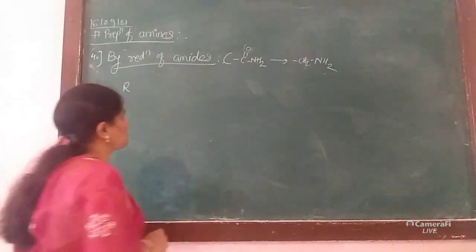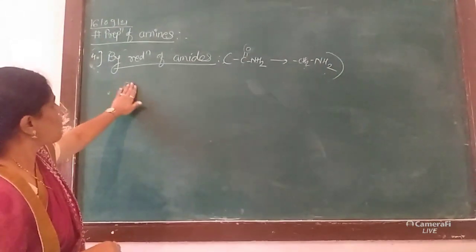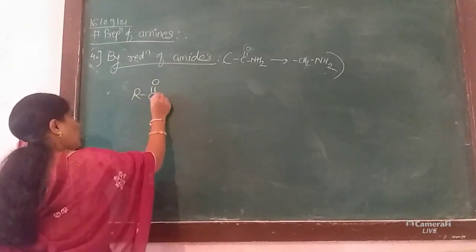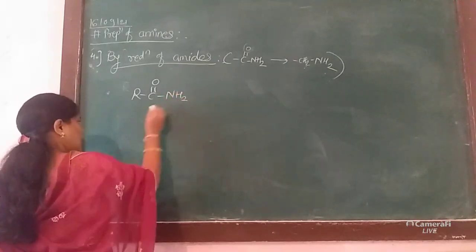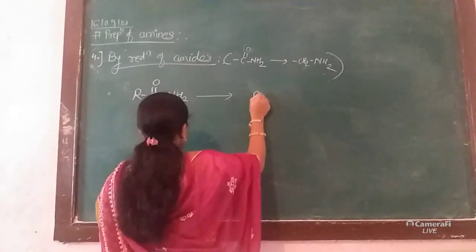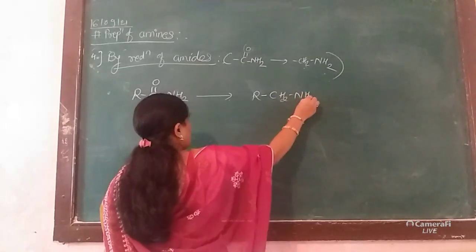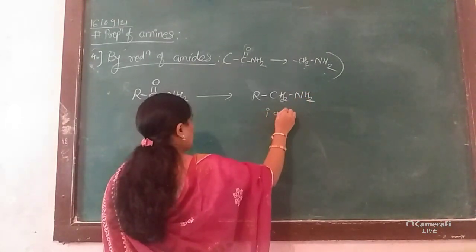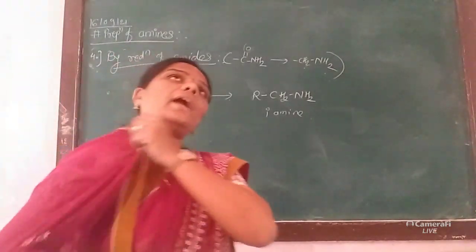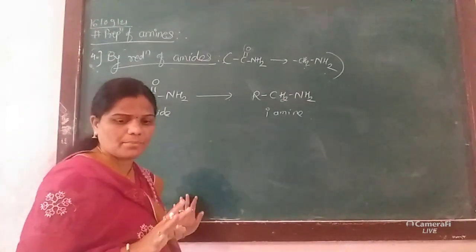Okay, so this reduction, that is a reduction of amide, forms primary amine. So we see this reaction: RC double bond O NH2, that is amide. Amide undergoes reduction to form RCH2NH2, that is, it is converted into primary amine, and this reduction is also possible in the presence of the same reducing agent.